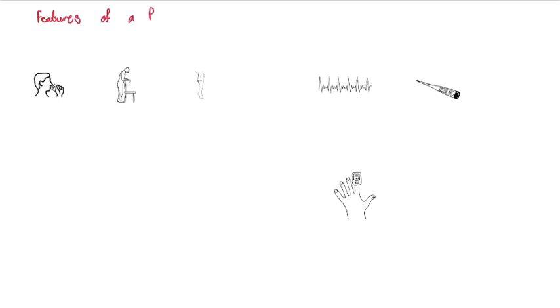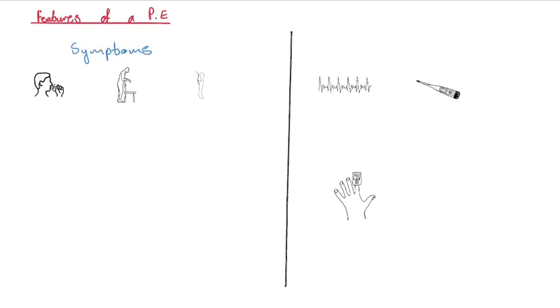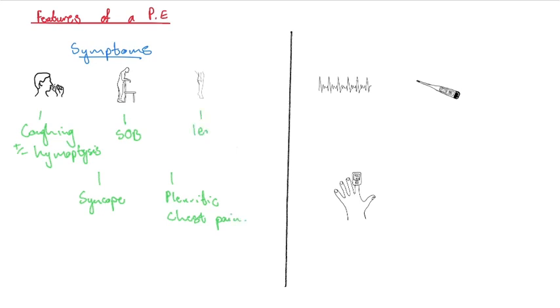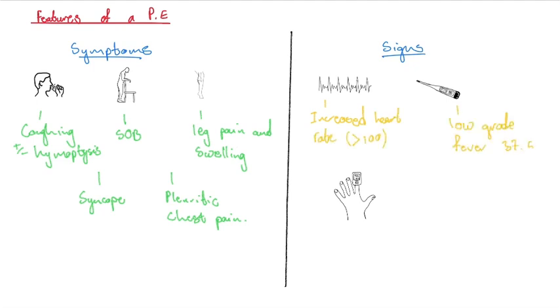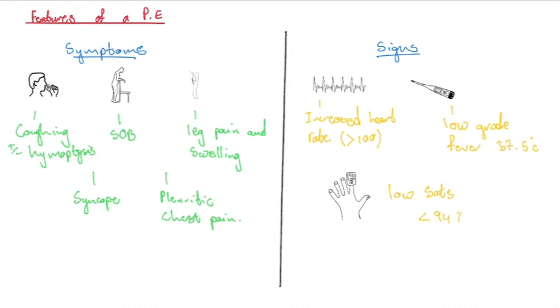Let's look at features of a pulmonary embolism. Symptoms include coughing, with or without hemoptysis, syncope, shortness of breath, pleuritic chest pain, leg pain and swelling. Signs of a PE comprise an increased heart rate of more than 100 beats per minute, low-grade fever of about 37 degrees Celsius, and a low oxygen saturation of less than 94%.